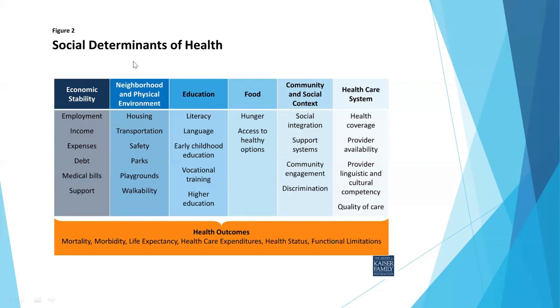Now, what are the different social determinants of health? Economic stability, like employment, income, expenses, debt, medical bills, and support. The neighborhood and physical environment, like housing, transportation, safety, parks, playgrounds, walkability. Education, for example, literacy, language, early childhood education, vocational training, higher education. Food, hunger, access to healthy options. Community and social context, systems, social integration, support systems, discrimination. Healthcare systems, like health coverage, provider availability and quality of care. These all have very specific health outcomes like mortality, morbidity, life expectancy, healthcare expenditures, health status, and functional limitations in the family.